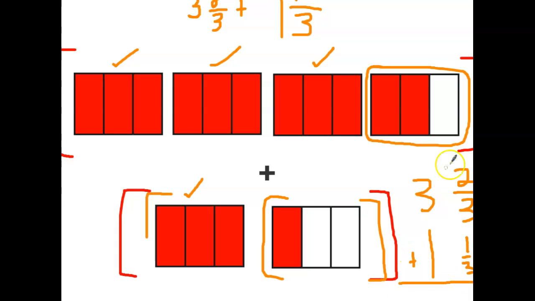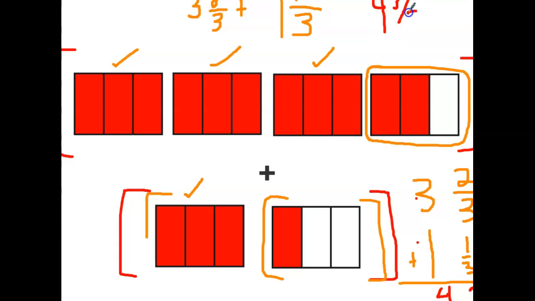Now when you add this up, all right, you add your fractions, you add your whole numbers. So if I add my fractions first, 2/3 plus 1/3, what is 2/3 plus 1/3? Good, 3/3. So I know this is 3/3. And then I add my wholes. 3 plus 1. What's 3 plus 1? 4. So we have 4 and 3/3.